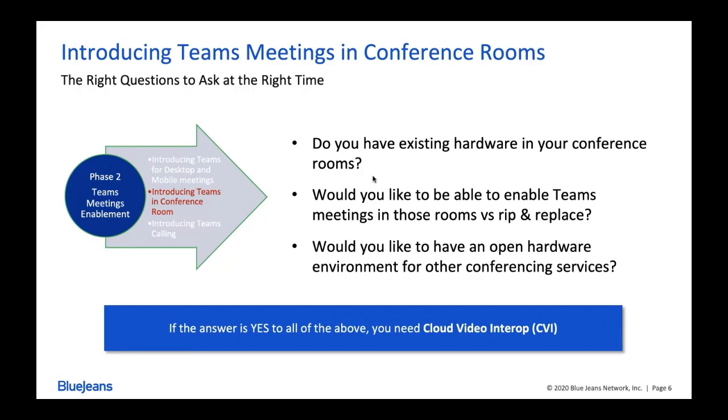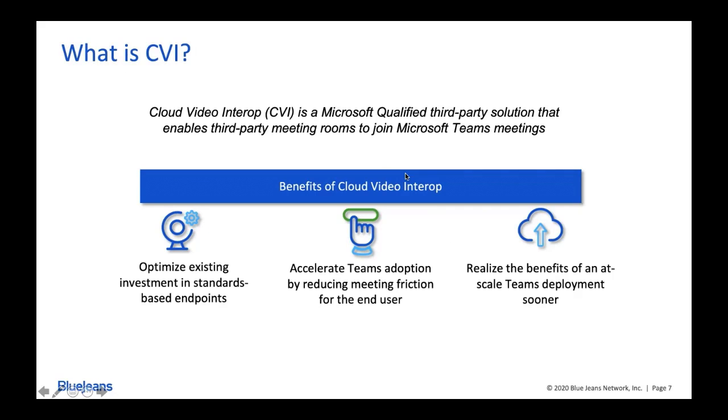And if the answer to that is yes, right? The answer to all of the questions is yes, meaning that we do have existing hardware, and we would like to enable that existing hardware with Teams, and we do want to have an open hardware environment. Then what we need to do is look at another piece of technology called the Cloud Video Interop, or CVI as it is. So what is CVI then?